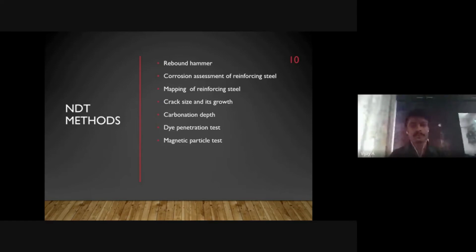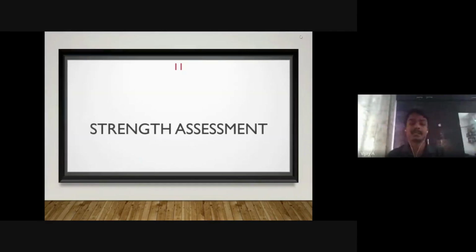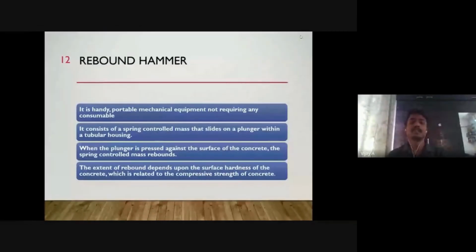Okay, and to get the camera in place, engineers may use a robot, or sometimes even today people have started using drones. Okay, so these are the visual techniques, and visual techniques are the foremost basic method of your NDT methods. Okay, so strength assessment.